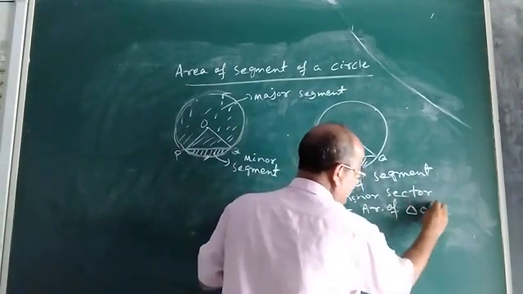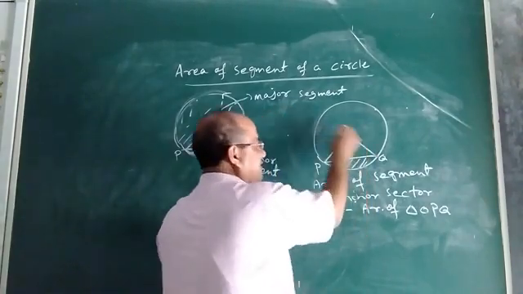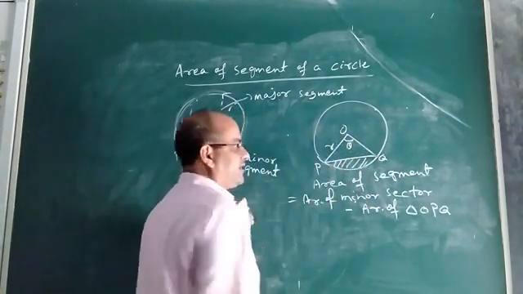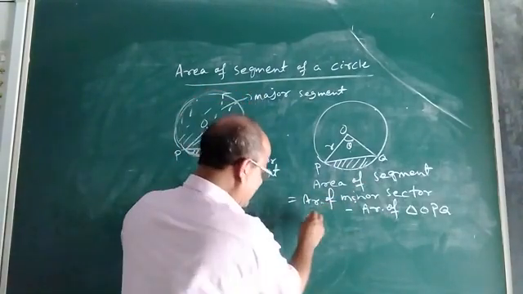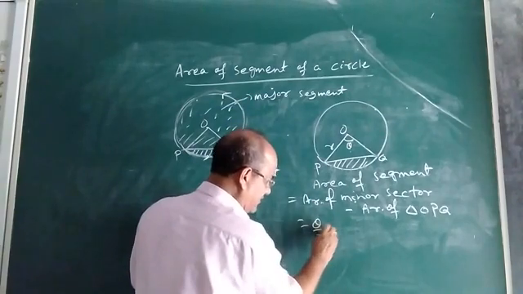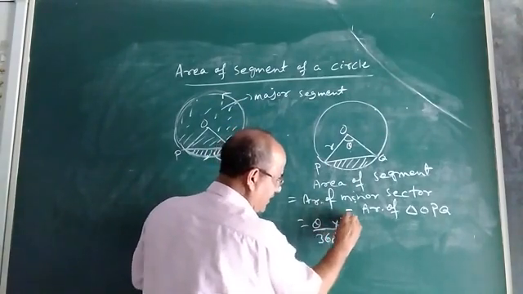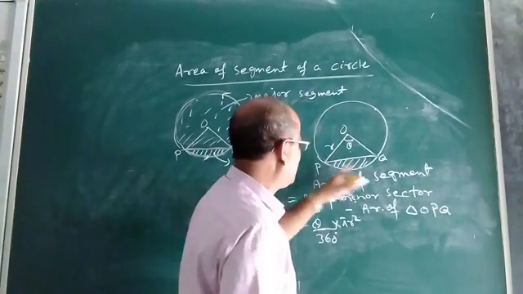OPQ. Now children, you know that if the central angle, the sector angle, is theta and the radius is r, you know the formula for the area of a sector. It will be equal to theta by 360 degrees into pi r squared. This is the area of the sector. This is the area of the minor sector OPQ.